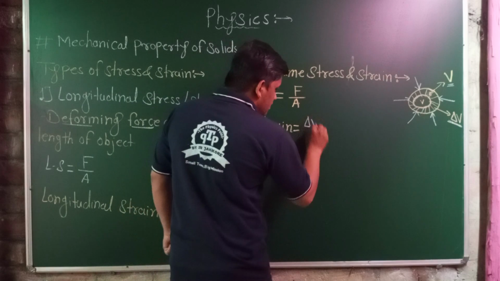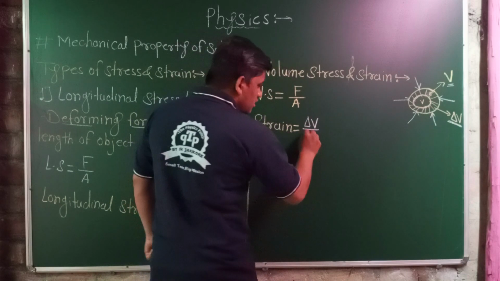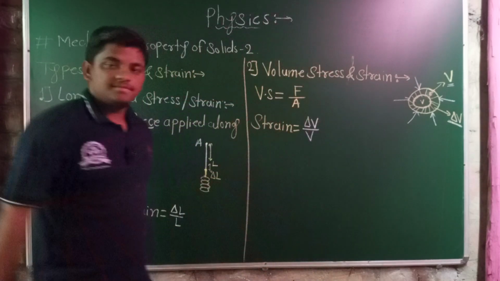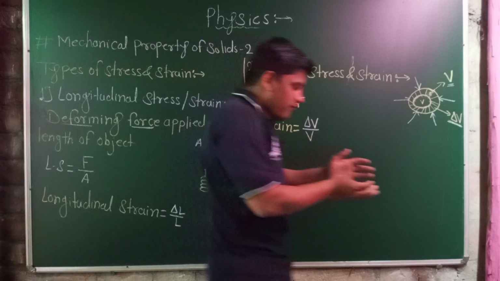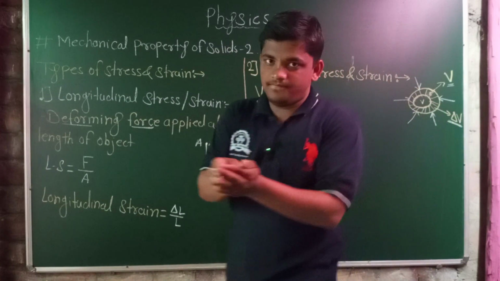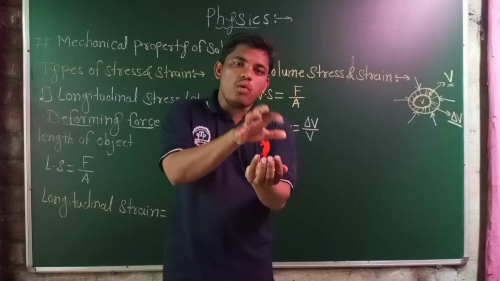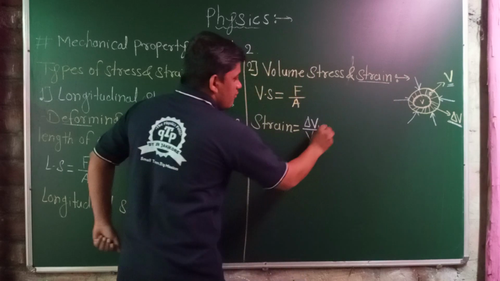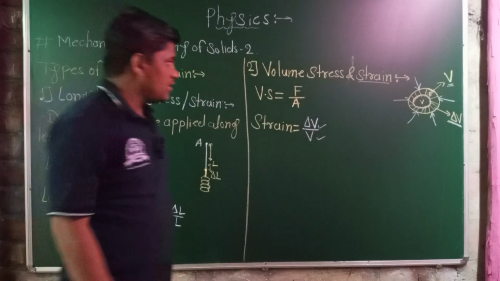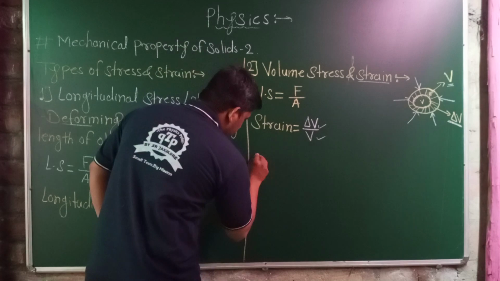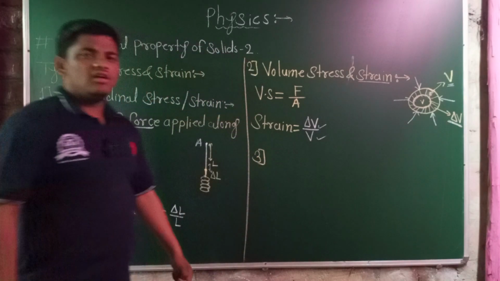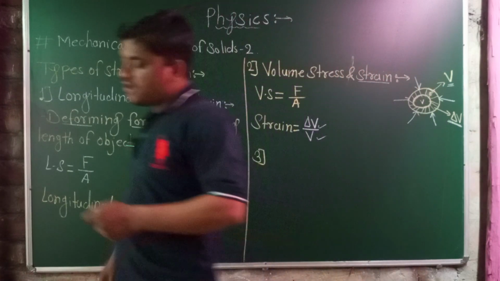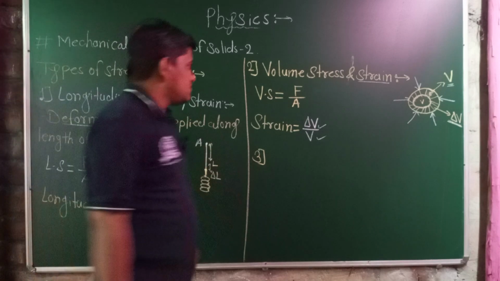Then the change in volume to the original volume is the volume strain. If we apply a certain force on the spherical shaped sponge ball, the volume of the ball will change. Then the volume strain is the change in volume to the original volume. Then the last one is the shearing stress or shearing strain. This is the most important, and the formula of each and every strain is asked for 1 mark in any exam.